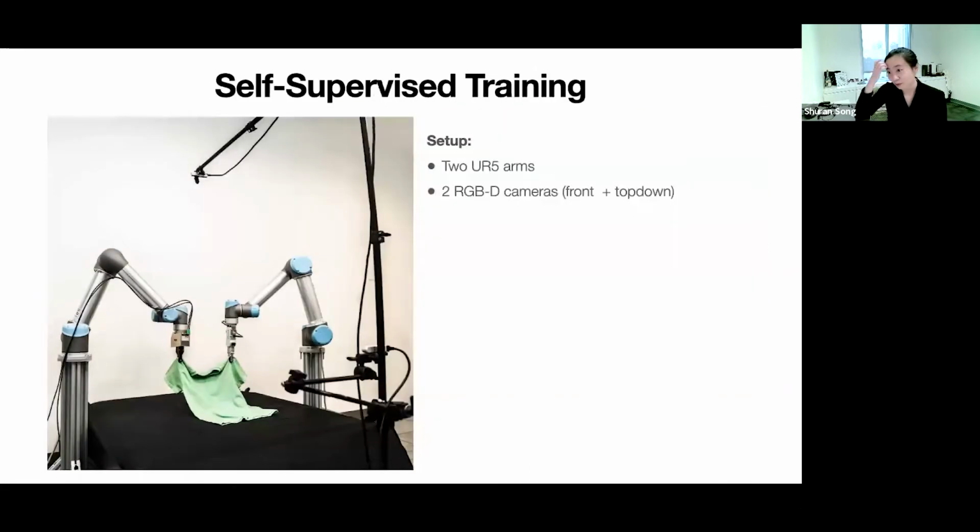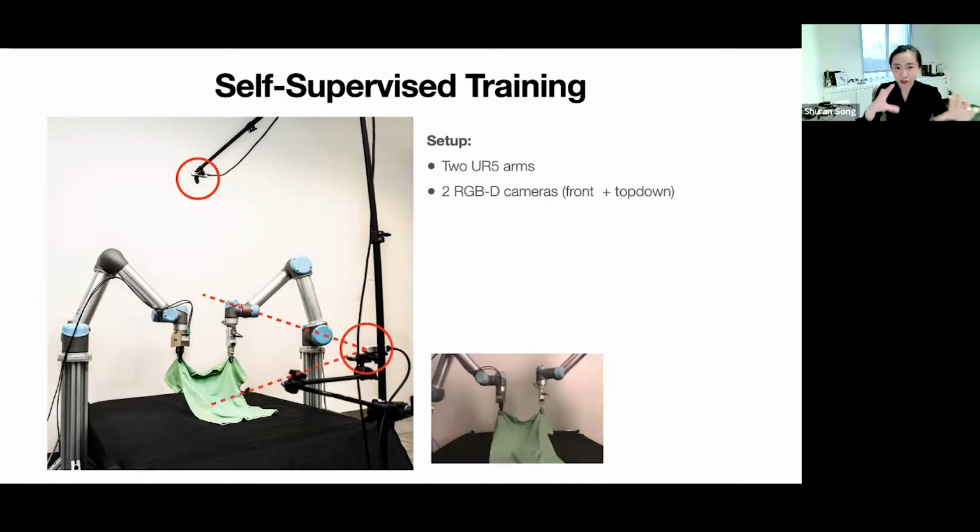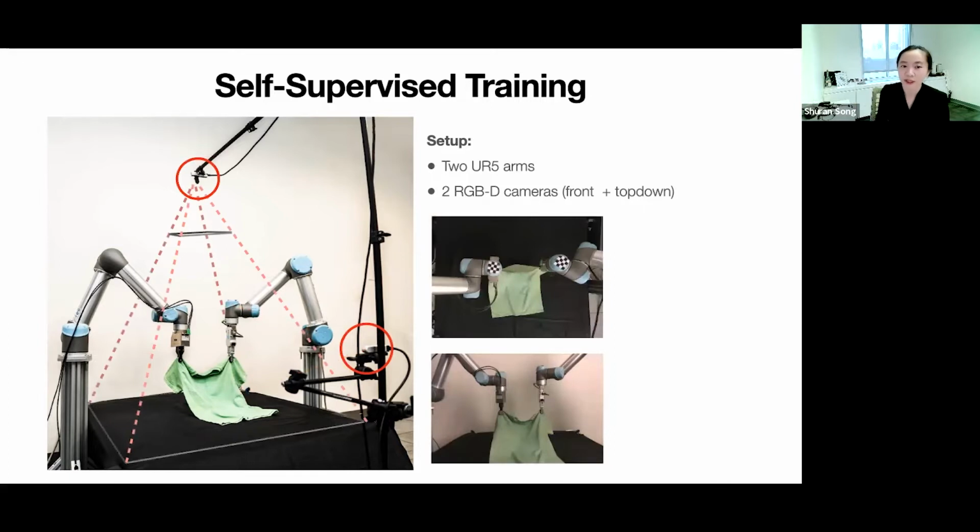So here is our physical setup, the system setup in the real world. In our experiment, we use 2 UR5 arms and also 2 RGB cameras. The first camera takes a front view of the workspace after the cloth is picked up. And the second camera takes a top-down image. The second camera is the main camera for the system, used for predicting the grasp positions and also used to compute the reward.